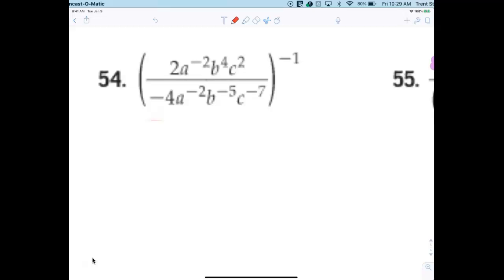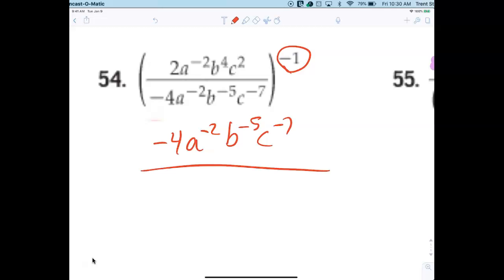Can we switch stuff up? Switch them all around. And then it's going to be to the first power. So do I even need the first power? No. So let's switch. Would you change the signs? If I change the signs, then yes. If I don't change the signs, then no. You're just flipping. Everything stays the same because of this negative exponent. So negative 4, A, negative 2, B, negative 5, C, negative 7, over 2A, negative 2, B, 4, C, 2. That makes sense, right? All right.